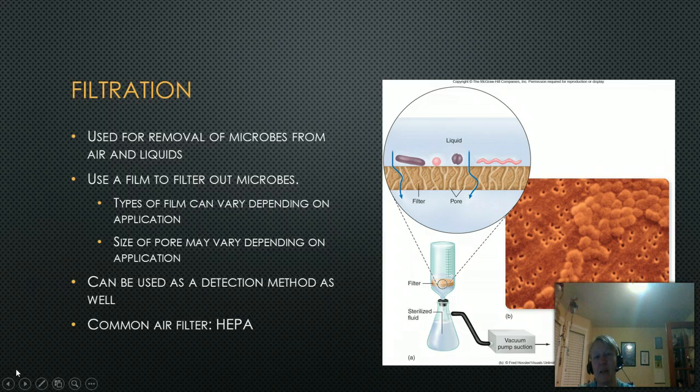Like if we have a liquid that we don't want to heat because it might break down some of the components in that liquid, then we can use a filter to filter out the microbes without damaging the solution. Now, we can't necessarily heat the air very effectively, so this is where we use HEPA filters, and I'm sure you've heard of those before. A HEPA filter is an air filter that will filter out the microbes. You'll see these on everything from vacuum cleaners to laboratory hoods, so they're used in a variety of applications.